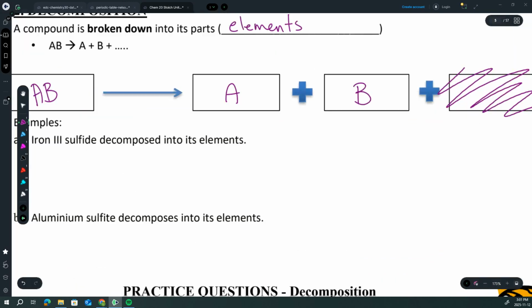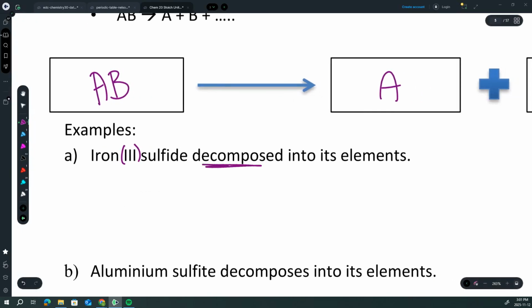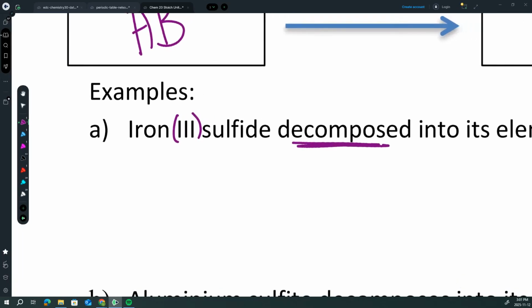Okay, so first example here, we have iron, and this should be in brackets here, iron(III) sulfide decomposed into its elements. The word decomposed is your clue that this is a decomposition reaction. The symbol for iron is Fe. The Roman numeral 3 refers to the charge, not how many atoms of iron you have. So 3 plus, and sulfide is just a sulfur ion. And sulfur likes to have a 2 minus charge.